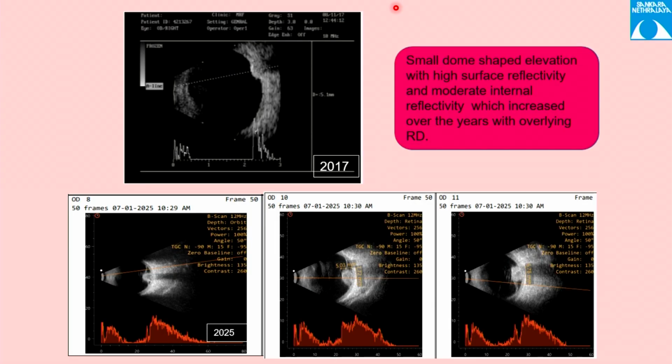On ultrasound in 2017, you can see there's a small dome-shaped elevation which has high surface reflectivity, and over the years it has increased in size. This ultrasound is how it should be done. The dimension should be placed at least above or behind it. So it had increased in size with the exudative retinal detachment seen just adjacent to the lesion.